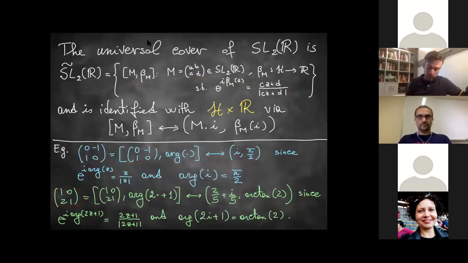Here's another example, which is exactly the same matrix as before. And now you have to look at the arg of 2z plus 1 on the complex plane. And once you plug in i in this function, you get arctangent of 2, which is just some number. Right? So these are just some computations just to familiarize yourself with this object.